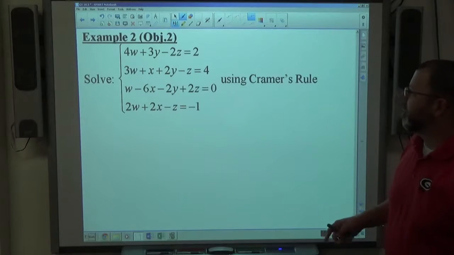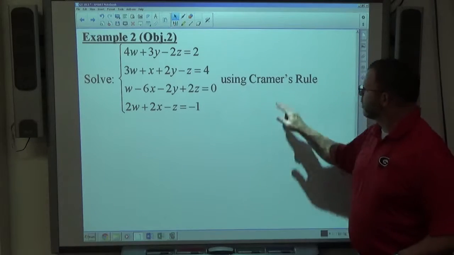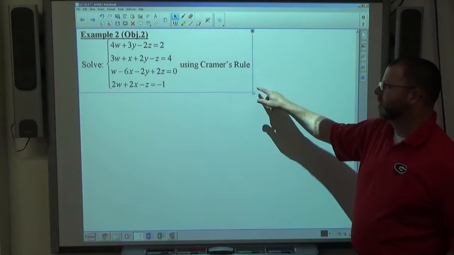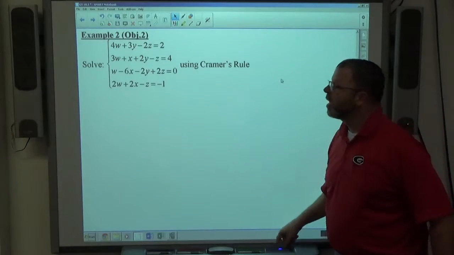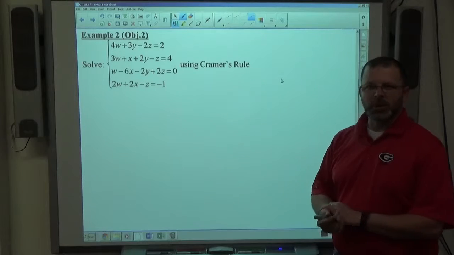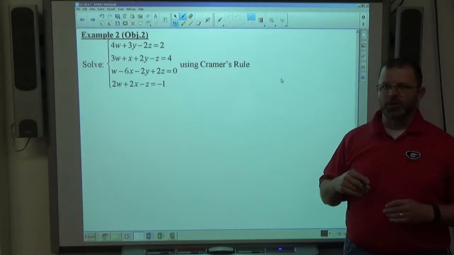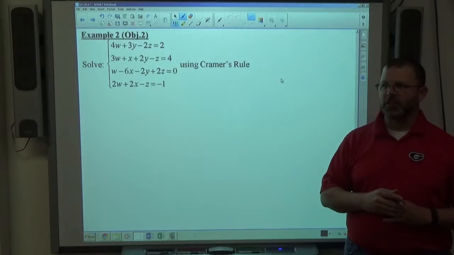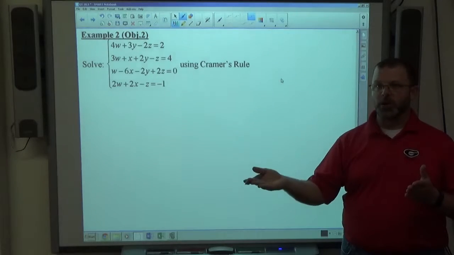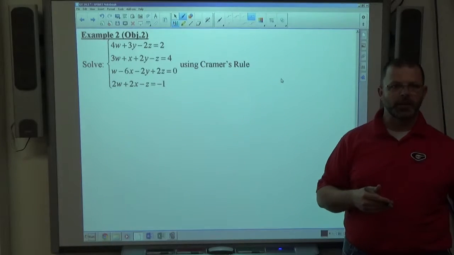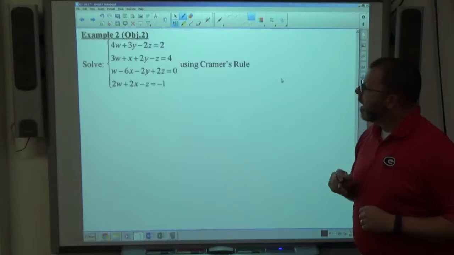Okay, example 2 is a 4x4 system of equations, and we're going to use Cramer's rule again. I just want to make that a little smaller. Hopefully we can all still see that okay. I use W, X, Y, and Z. The book likes X sub 1, X sub 2, X sub 3, X sub 4, and that's what they do. I personally would change it to W, X, Y, Z. I think it's easier to look at. Just make sure all the X sub 1s become W, all the X sub 2s become X, X sub 3 is Y, X sub 4 is Z.